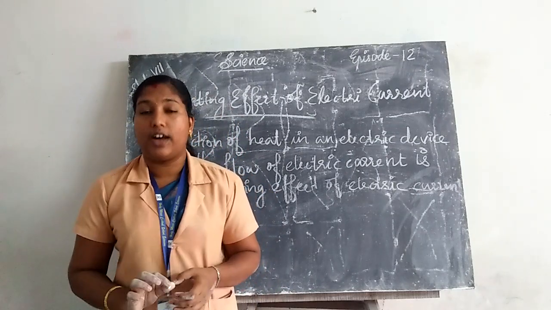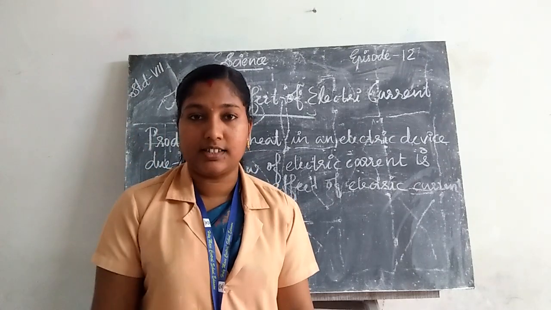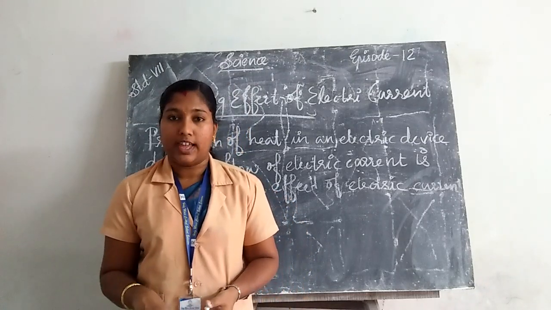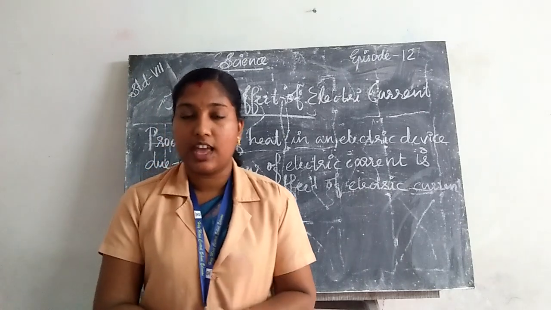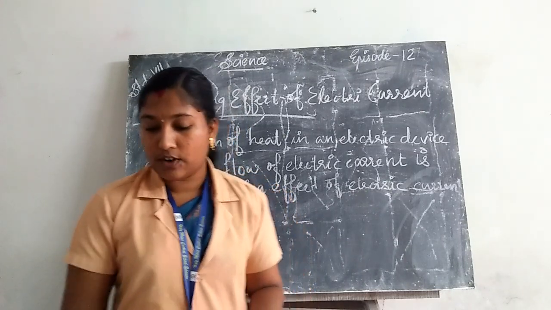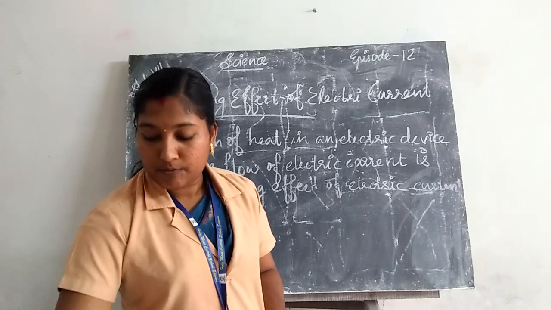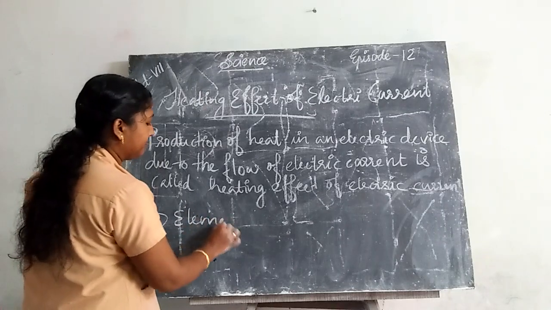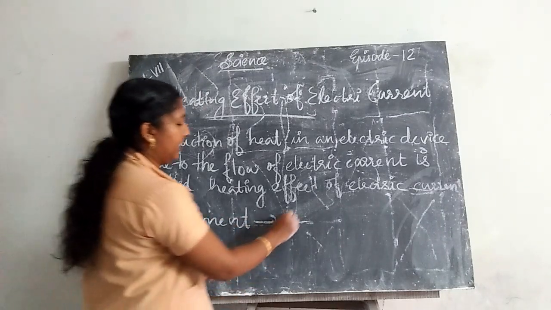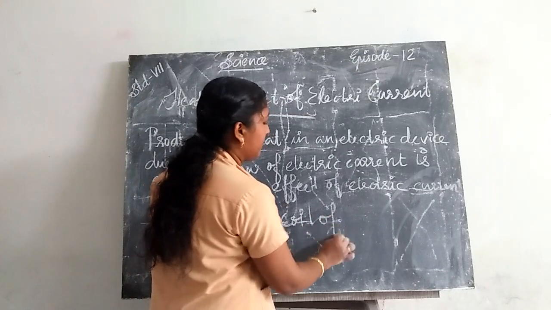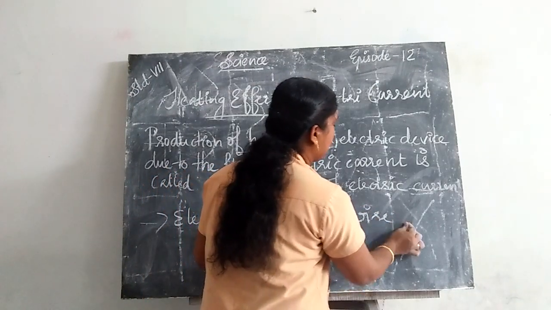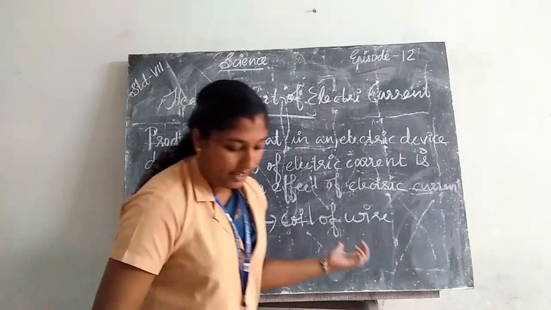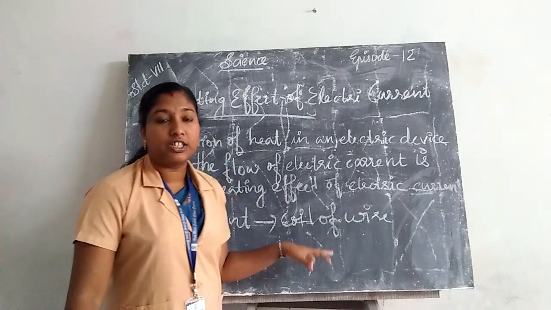These appliances contain a coil of wire. Inside these appliances or devices, we can find a coil of wire. This coil of wire is called a filament.